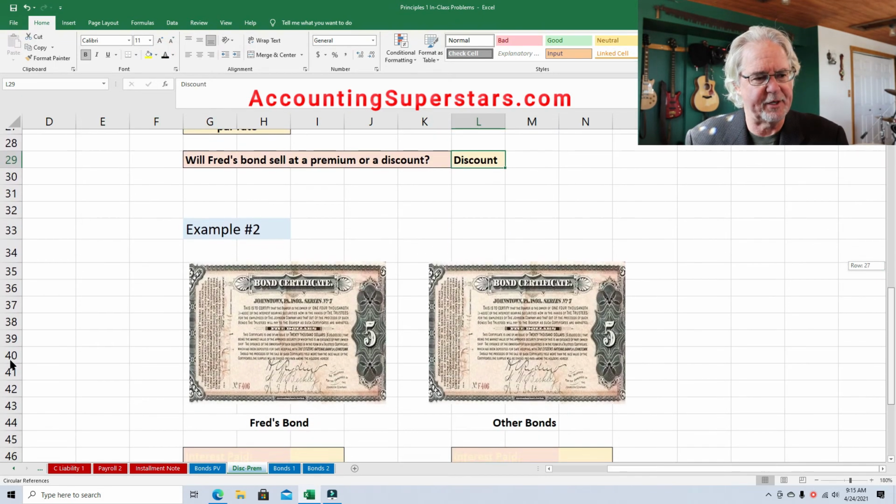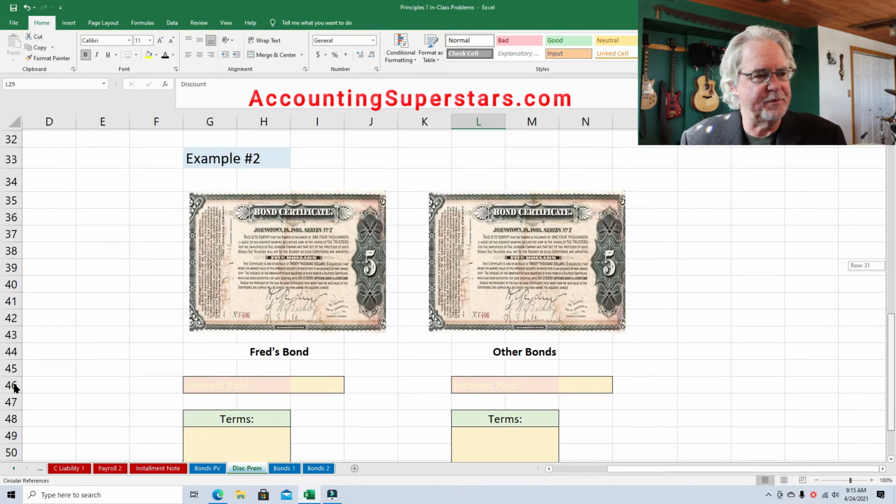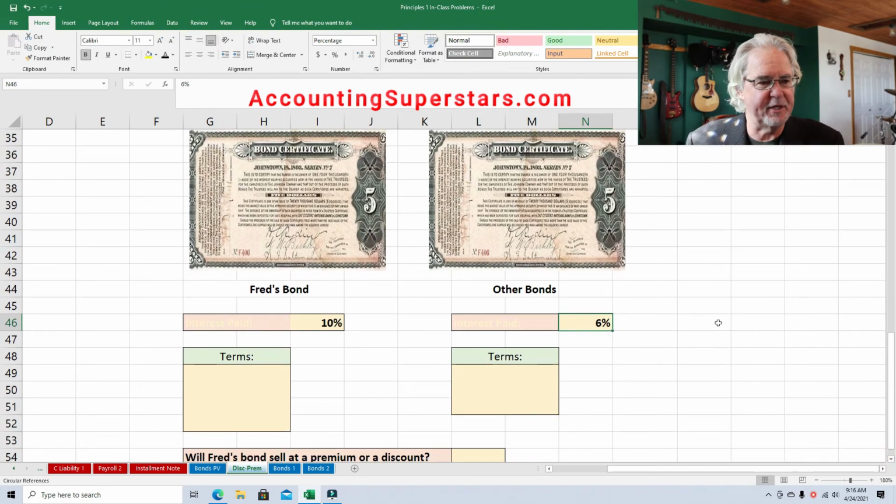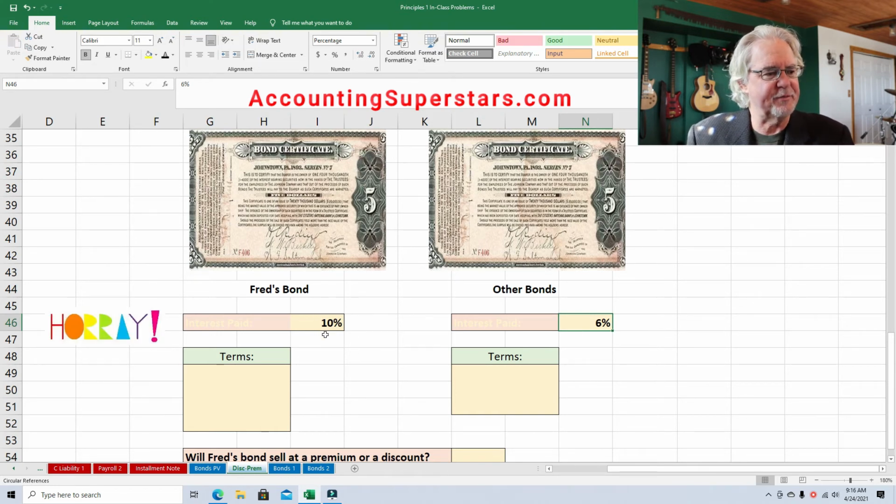So let's look at another example here. It's just another example, but the situation's changed slightly. So again, we've got 2 identical bonds. We've got Fred's bond here. Now, Fred's bond is paying 10%. Pretty sweet, pretty sweet. And other bonds in the market are paying 6%. So if you were an investor, a rational investor, you'd say, wow, I could have Fred's bond or I could buy these other bonds that only pay 6%. Well, gosh, I'll go for Fred's bonds at 10%.